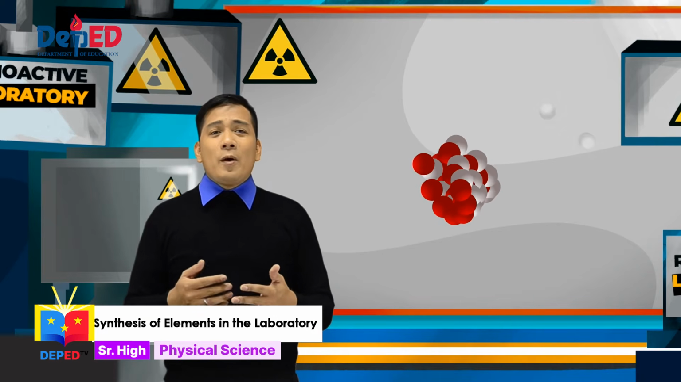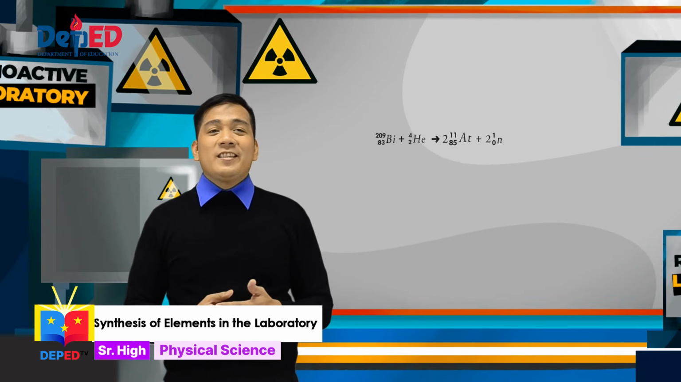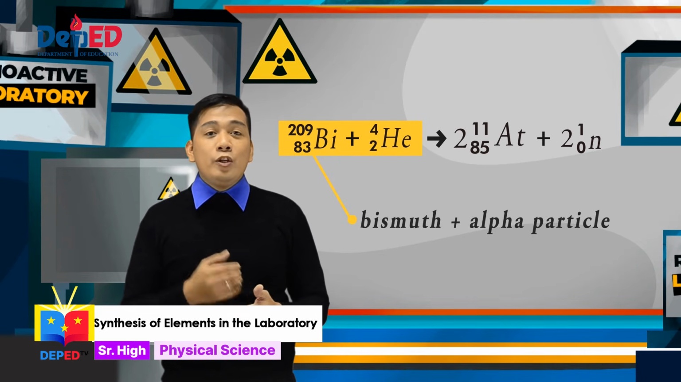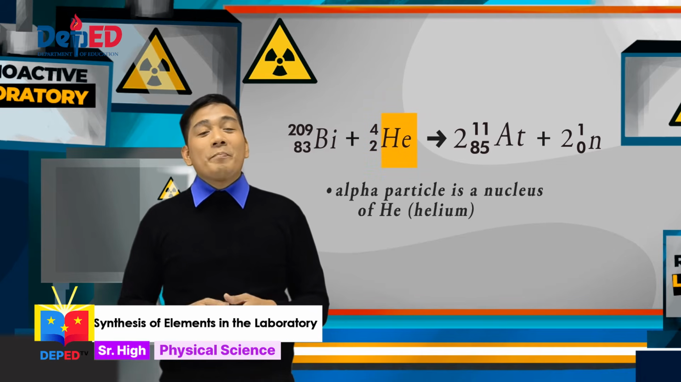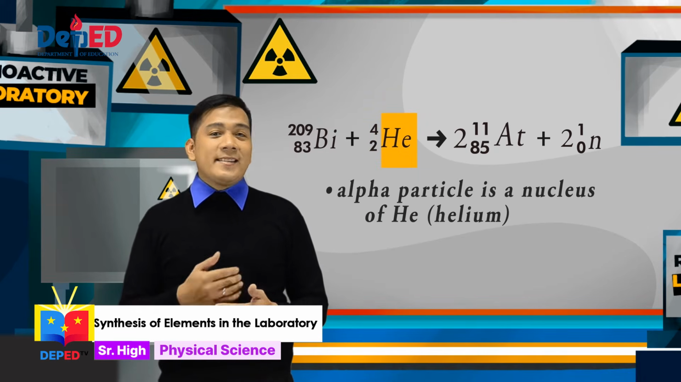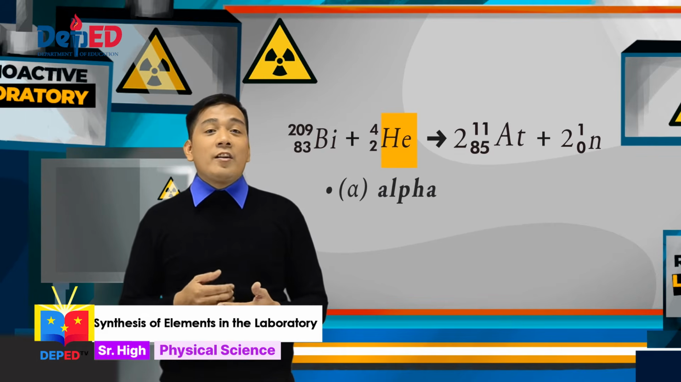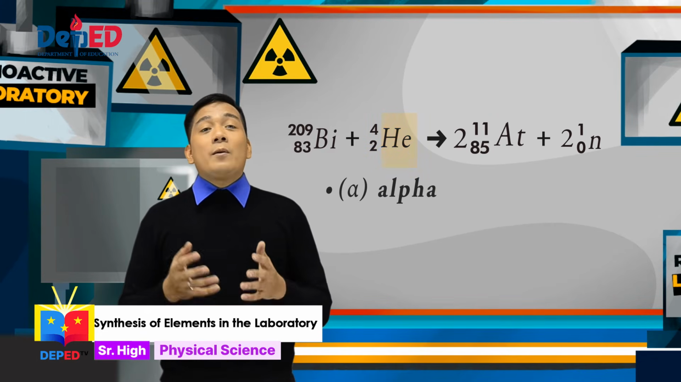We can also see the process by just looking at the equation. Bismuth and alpha particle were added together. Notice that for alpha particle, we used the symbol He. This is because an alpha particle is technically a nucleus of helium. We can also use the Greek letter alpha to symbolize an alpha particle.